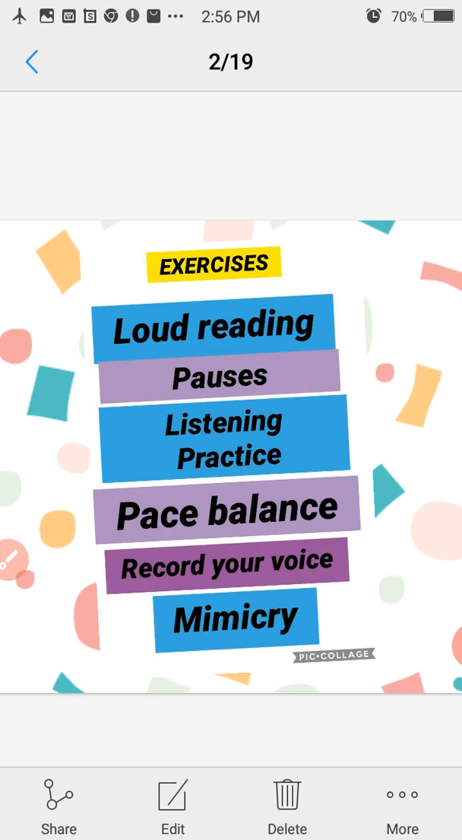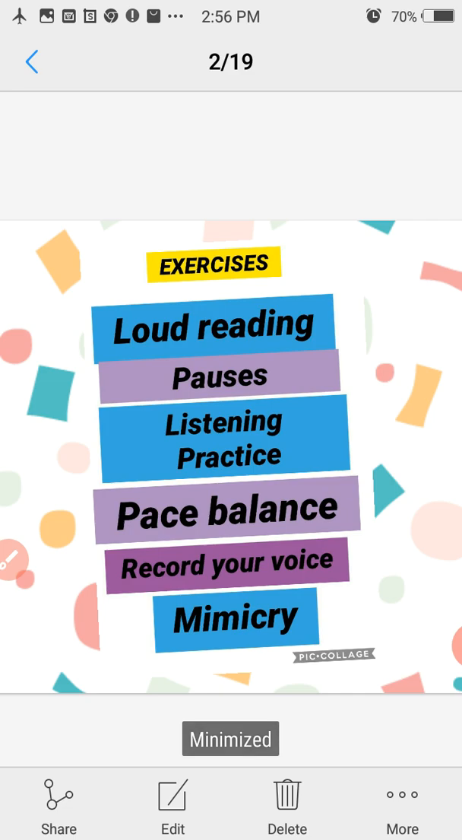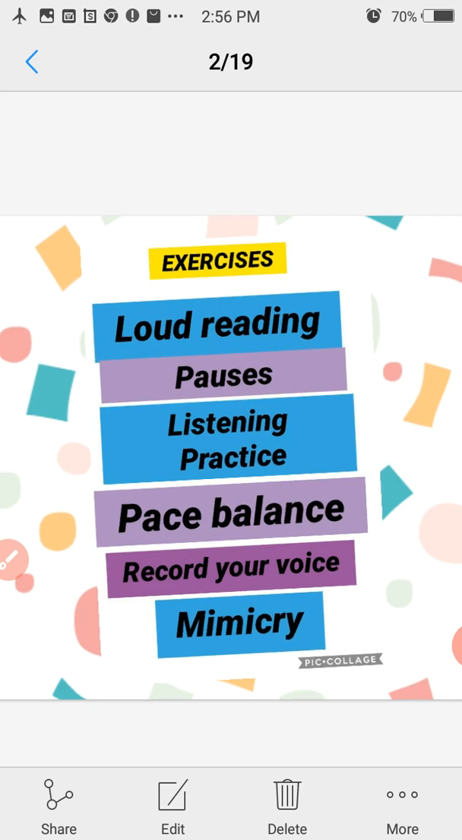Yes, and the next is listening practice. Listening practice means listen to any recorded story or speech, whatever kind of content you like, and try to repeat the tone of that. Yes, and the next is pace balance.